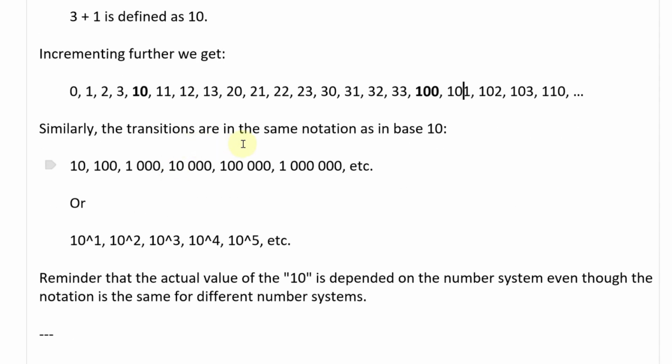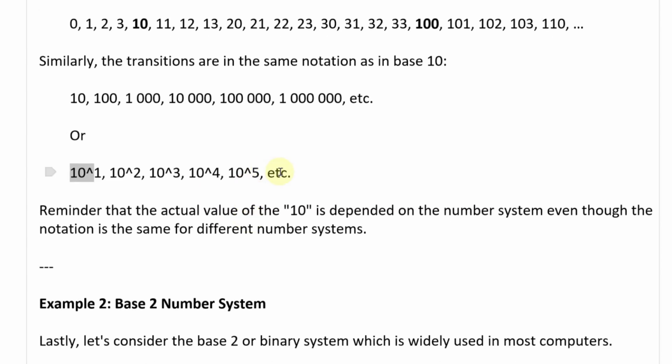Similarly, the transitions are in the same notation as in base 10. So we have 10, 100, 1,000, 10,000, 100,000, 1 million. But again, it's in base 4, so they don't actually equal the usual 1 million that we think of in base 10. And then you could write this as well in powers form. So 10 to the power of 1, 10 to the power of 2, 10 to the power of 3, 10 to the power of 4, 10 to the power of 5, etc.